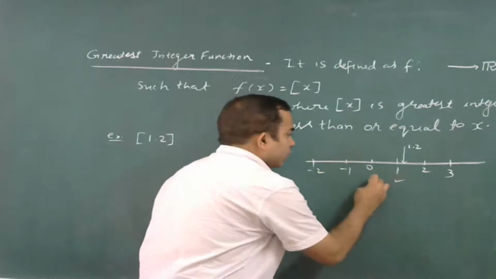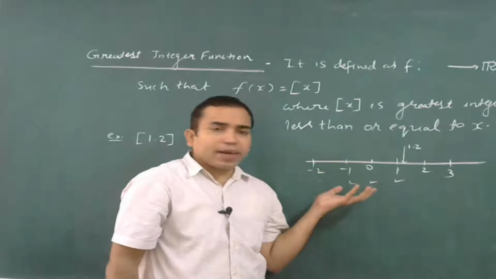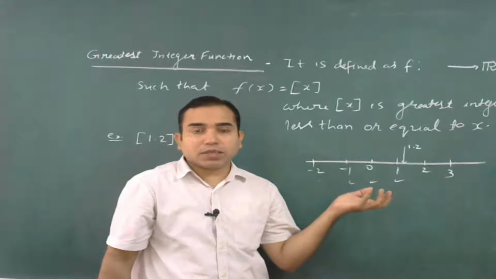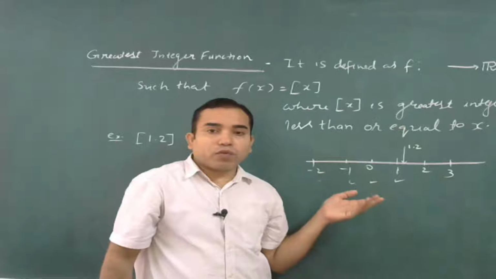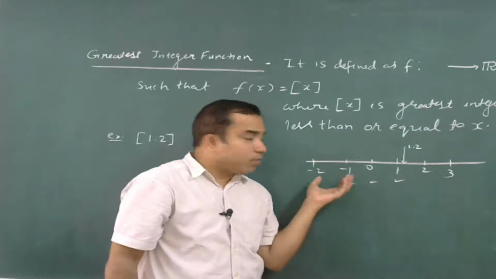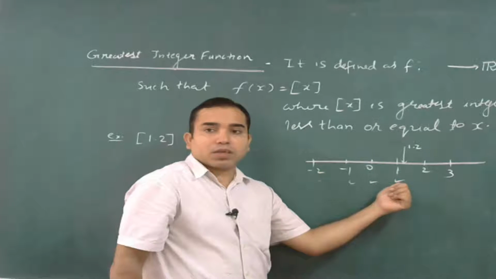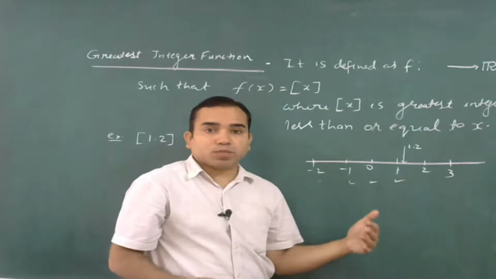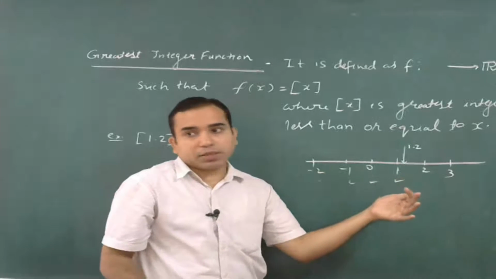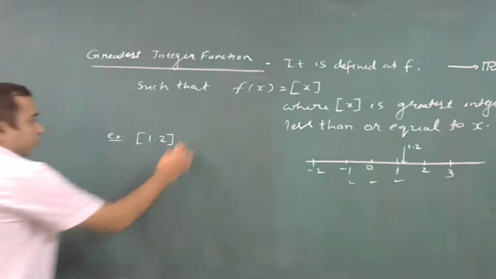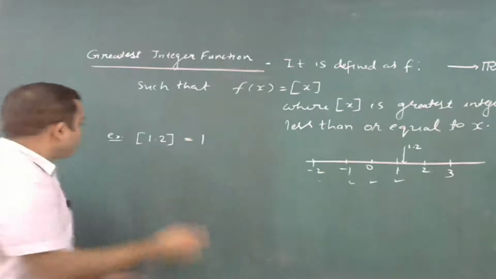Various integers: 1, 0, minus 1, minus 2. On the left side, all are integers less than 1.2. Out of them, which is the greatest one? 1 is the greatest among them. So from the left side, the closest integer you have to write. So that is 1. Yes, 1. Okay.